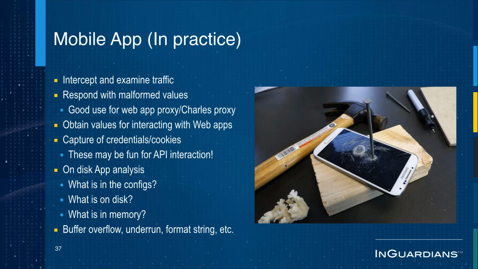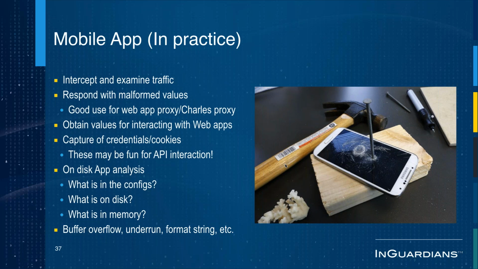In practice, shut off the cellular, make it connect to Wi-Fi, and capture all the traffic and examine the traffic. Let's respond to both the devices and the web servers with malformed values with a proxy. Use some of these values directly within the web app itself. Capture credentials, hashes, cookies, and then potentially try to use those with other services that have less security, such as the API.